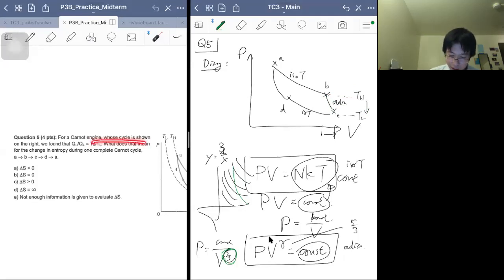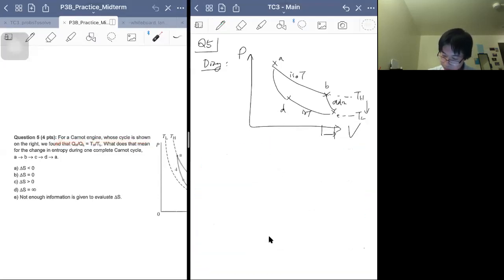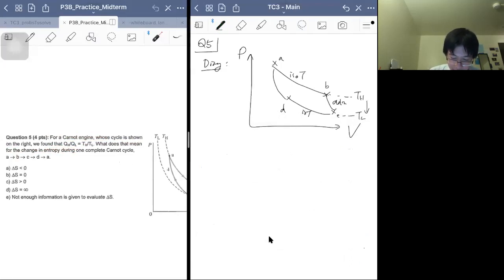Okay, continue. Going back to here, so I've drawn my Carnot cycle, Carnot engine. Okay, so that cycle. What does that? We found that this, so you can also copy this down. I like to have delta, as explained in my classes.